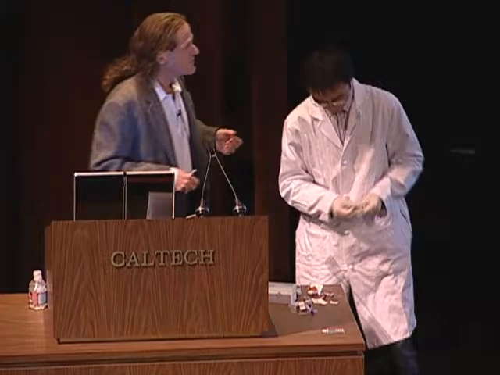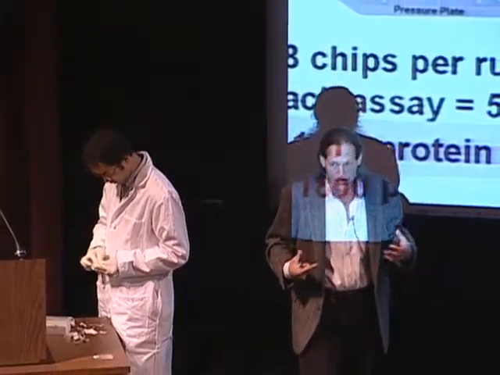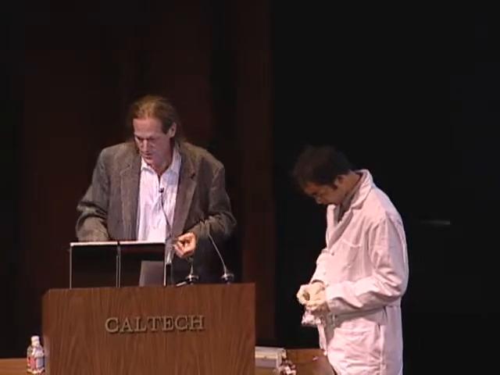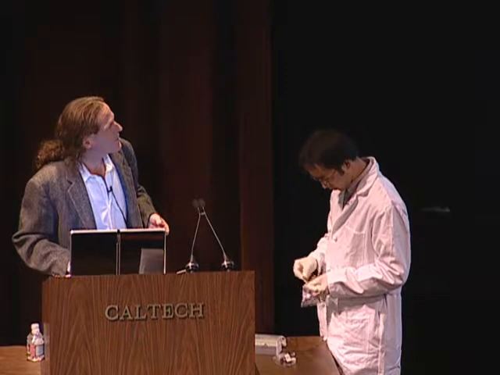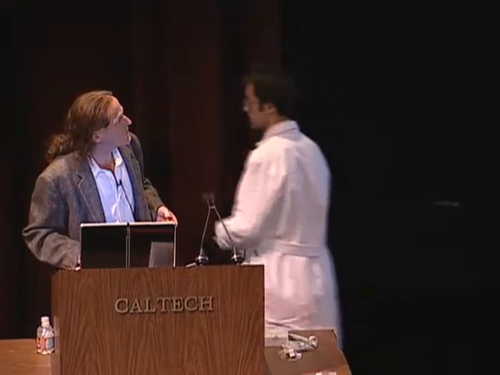And then finally, because as we move into taking this into the clinic, we need a lot of these, and we need them to be highly reproducible. We've developed robotics in our own lab that will construct these barcodes, and then allows us to rapidly assemble the chips. This is one that does 18 of these chips with about an hour worth of manual labor. And that's competitive with pretty much standard molecular printing techniques that are used for other technologies. But these barcodes are actually very, very small, and you'll see why that's a big benefit in a little bit.